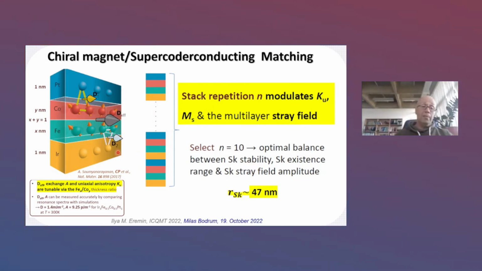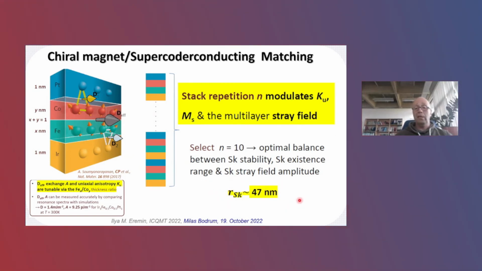And both are combined in the group of Christos Panagopoulos in Singapore, where they did some engineering in order to find an ideal match of elements containing iron, cobalt, platinum, and iridium, in order to tune the strength of the Dzyaloshinskii-Moriya interaction to optimize the size of the skyrmions.